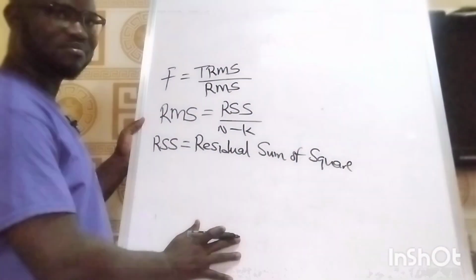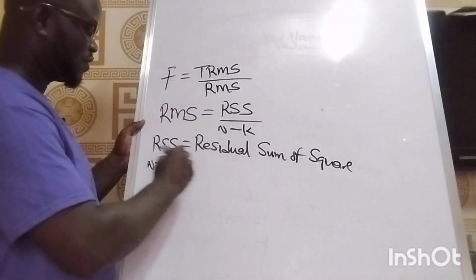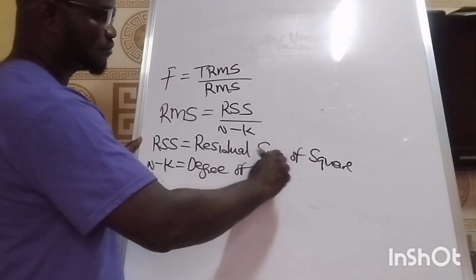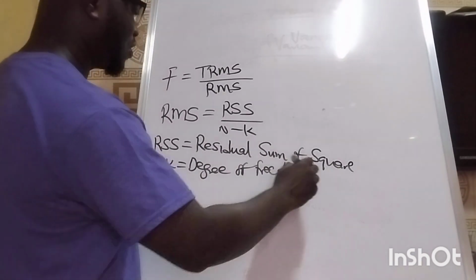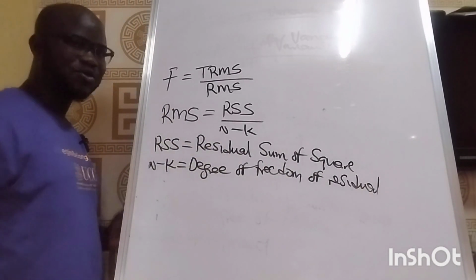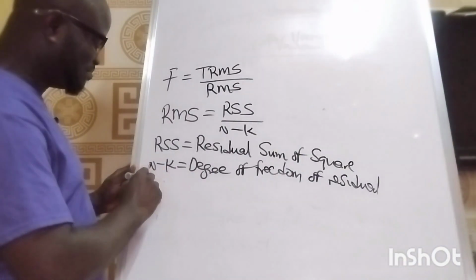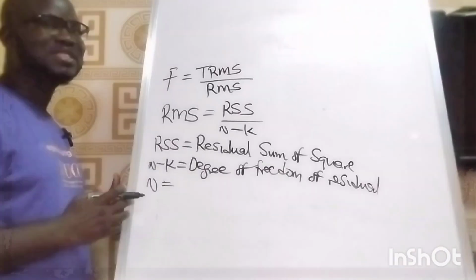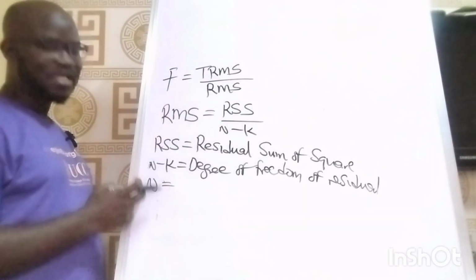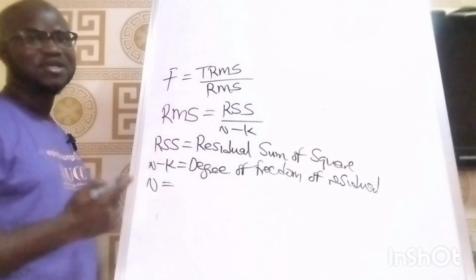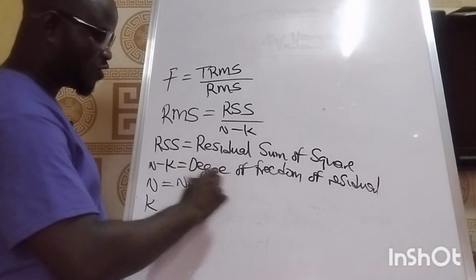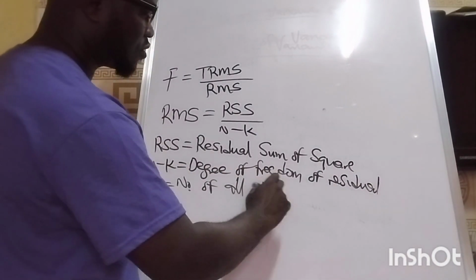So the N minus K is equal to degree of freedom of residual, right? And also take note, this big N here is the same thing as the total number of observation. The big N is the same thing as total number of what? Observation.